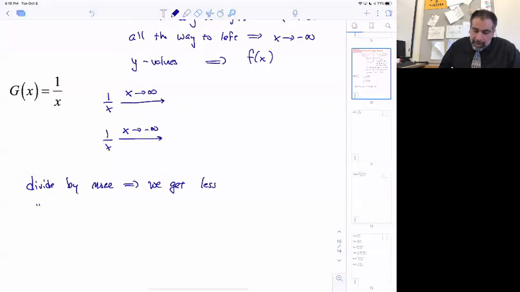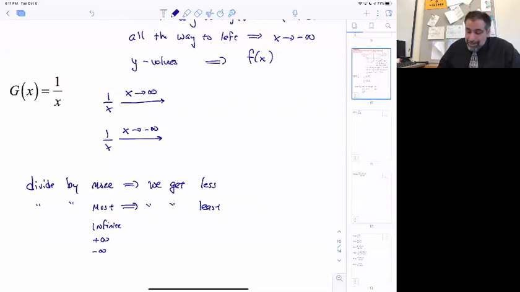Well, if we divide by the most, that means we're going to get the least. The most we can divide by is some kind of infinite value. That's either positive infinity or negative infinity. We're going to end up with the least value. The least value is 0.